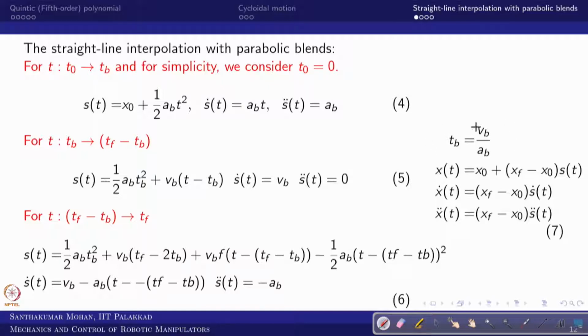However, while choosing, you have to make sure that VB squared by AB should always be less than or equal to 1. A further consideration is that the final time TF should be at least 3 times TB. Then only you can make a blend.